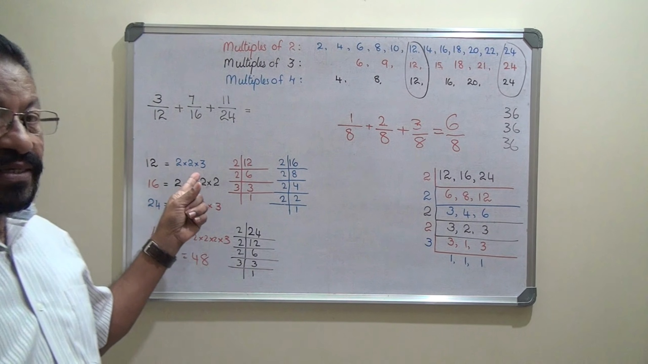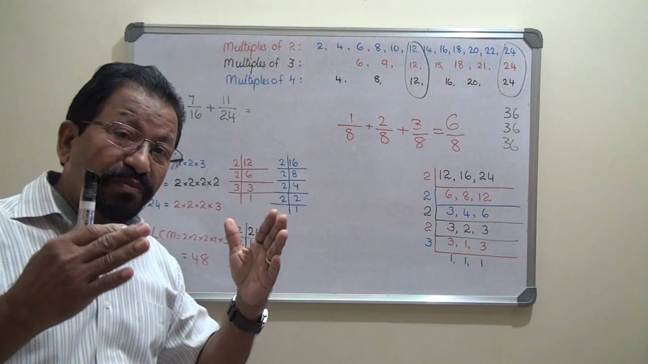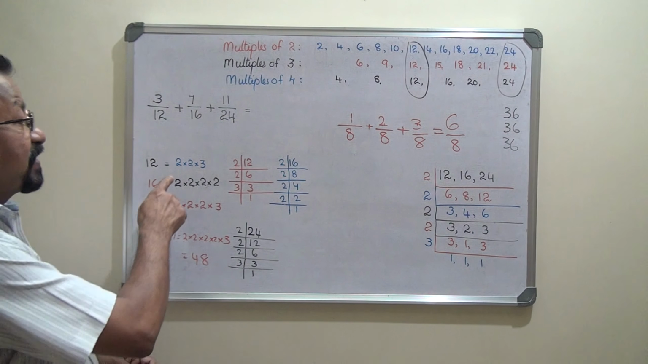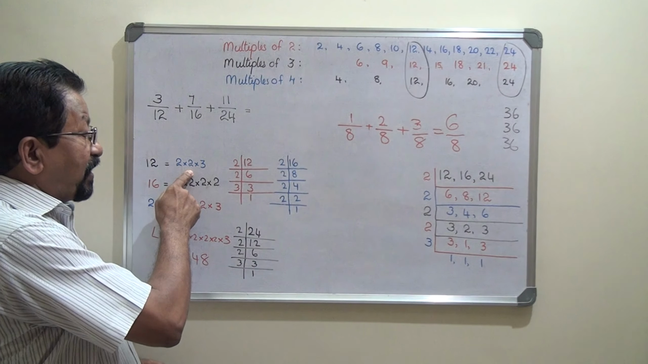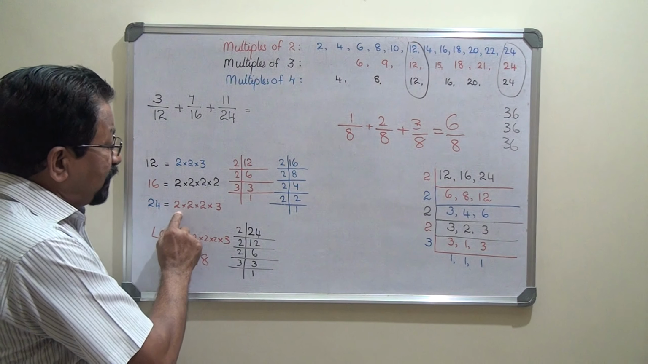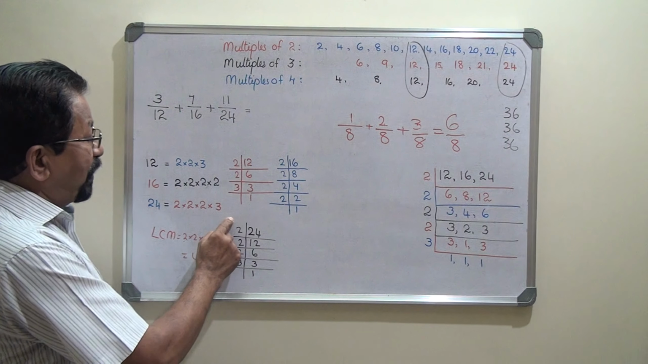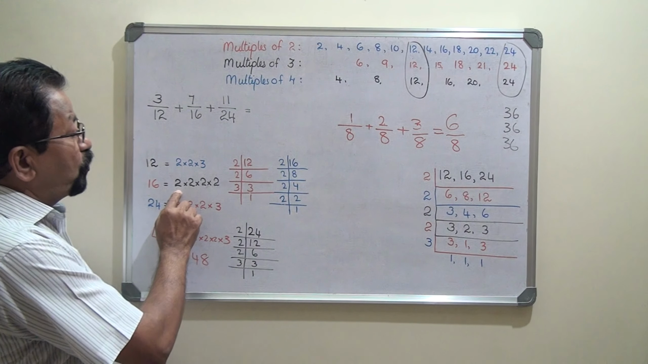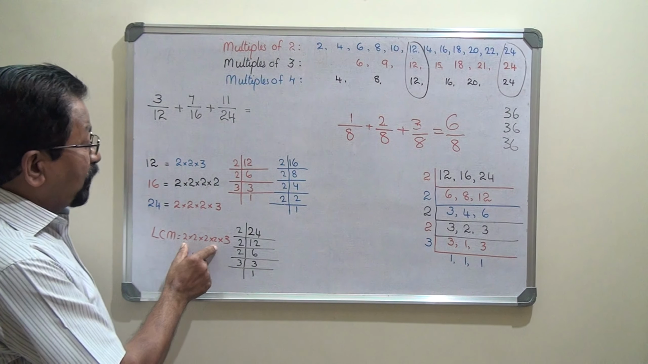Then check the prime factors. What is the maximum number of times each number occurs? In the first case, 2 occurs 2 times. Here it is 4 times. Here it is 3 times. How many times does 3 occur? Only 1 time here, 1 time here, 1 time here. So out of these 3, the maximum is 2 occurring 4 times. So take that 4 times.